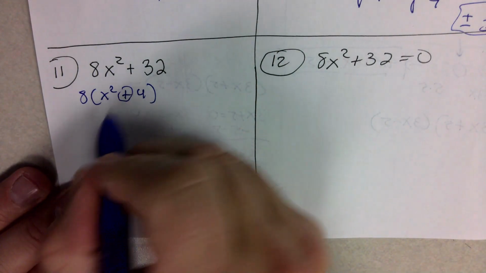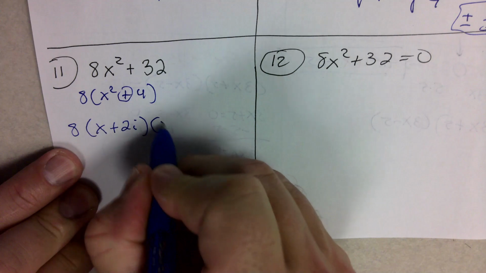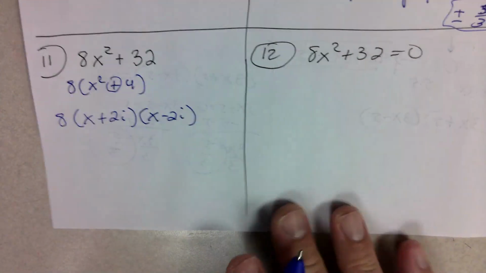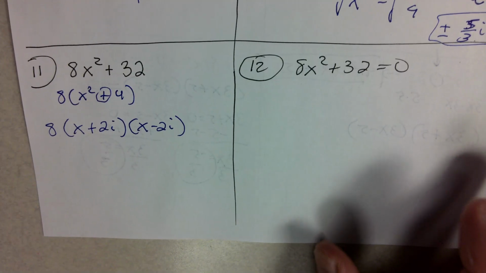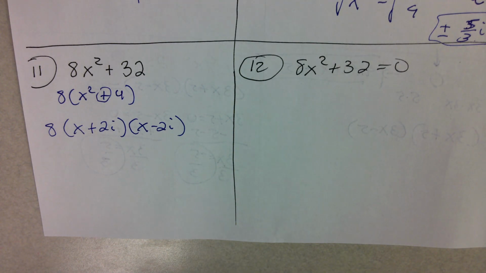Okay, I'm looking at the plus. We'll keep the 8 outside here. x plus 2i, x minus 2i. Yes, questions? If we have subtraction in between, it would be x plus 2, x minus 2. Question? Why is the 8 outside? We have to factor out the GCF. Does that make sense? You've got to look for a GCF.